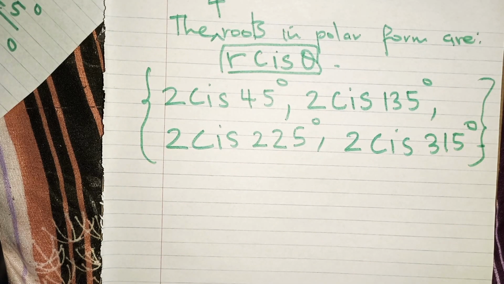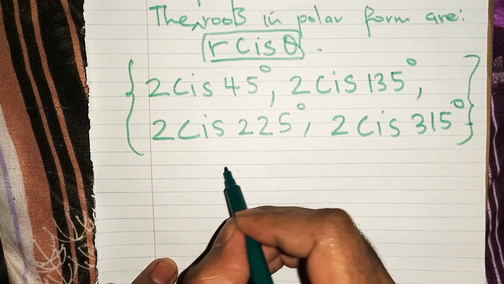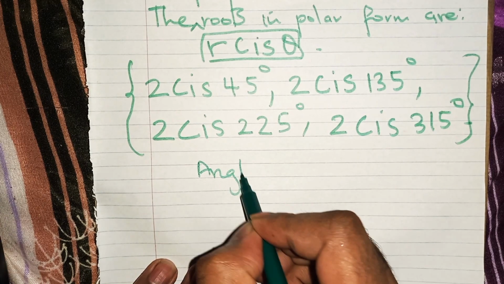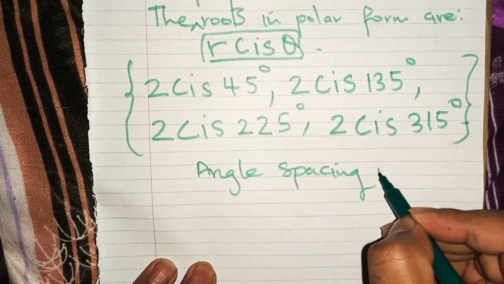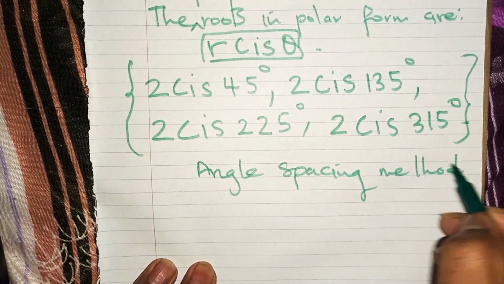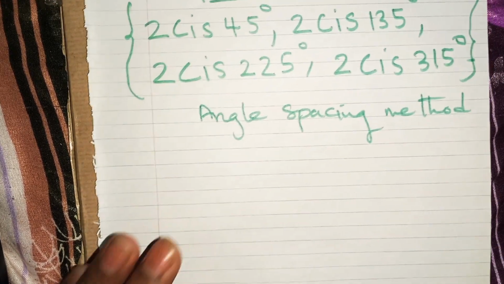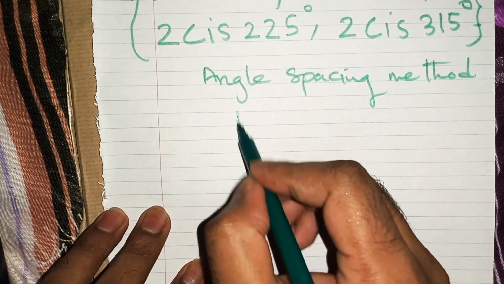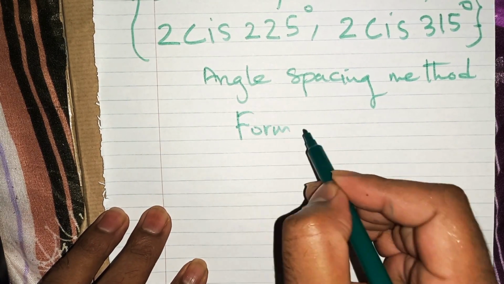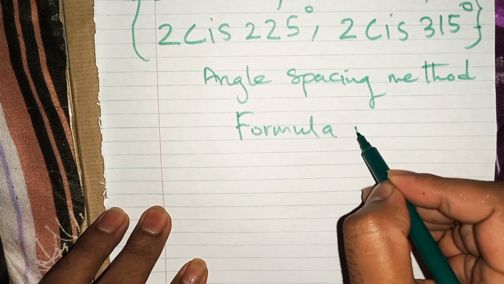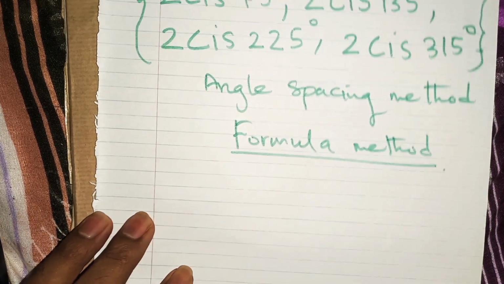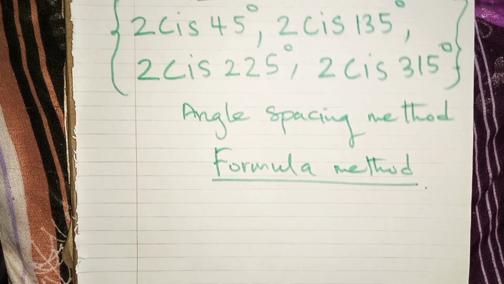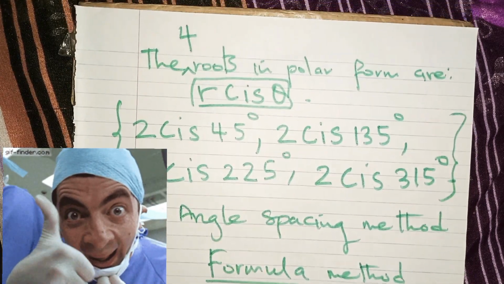Okay, and this method is known as the angle spacing method. You have another method known as the formula method, but that one is a bit different from this one. This one is a much easier one.